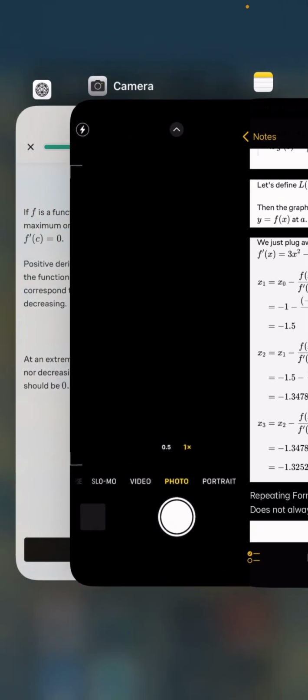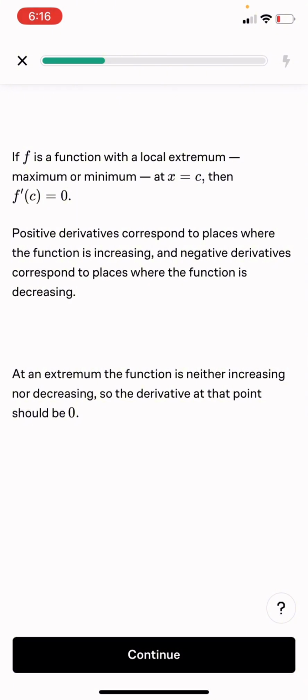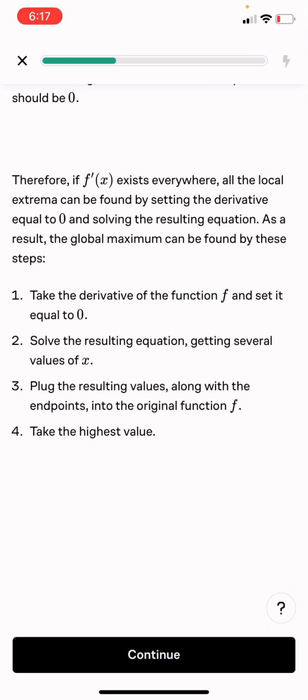Okay, let's just track them in different lessons. Positive derivatives correspond to places where the function is increasing, and negative derivatives correspond to places where the function is decreasing. At an extreme, the function is neither increasing nor decreasing, so the derivative at that point should be 0. Therefore, if f prime of x exists everywhere, all the local extremes can be found by setting the derivative equal to 0 and solving the resulting equation. As a result, the global maximum can be found by these steps.